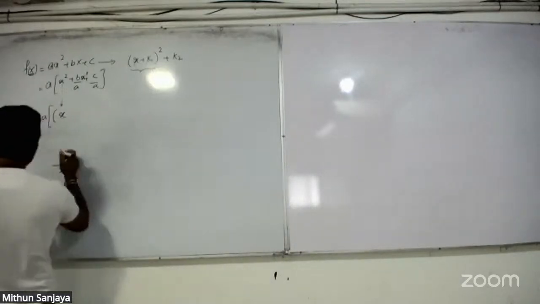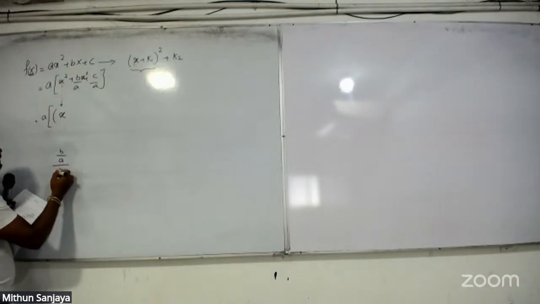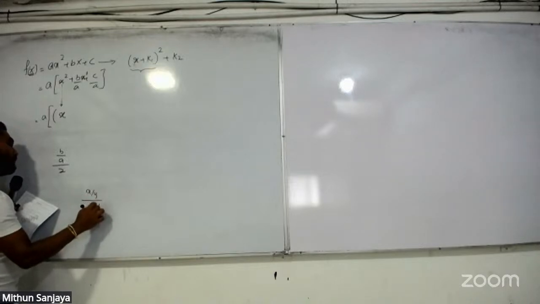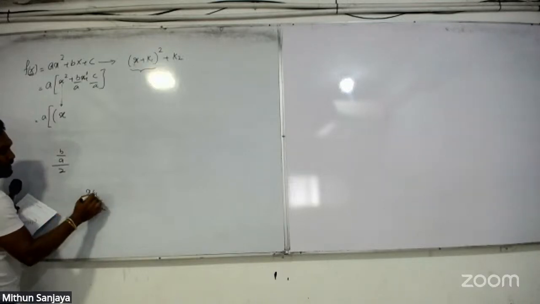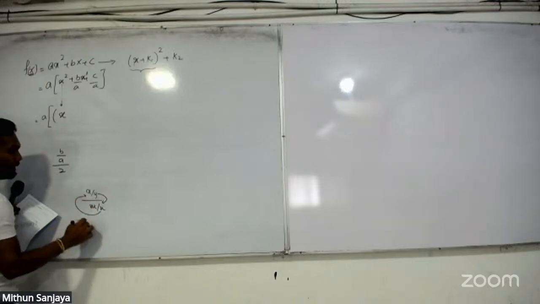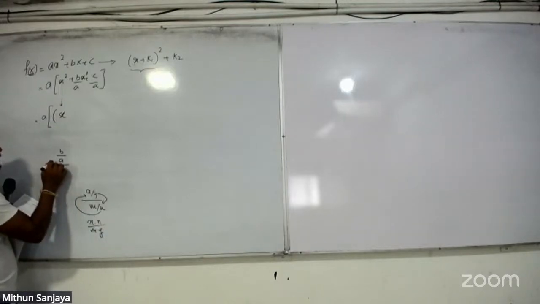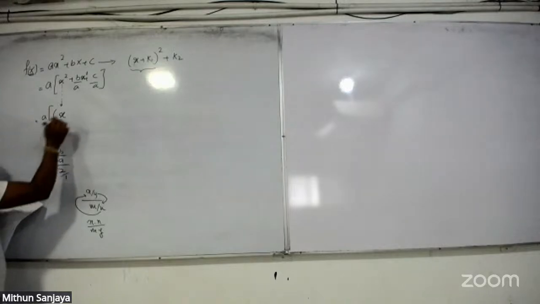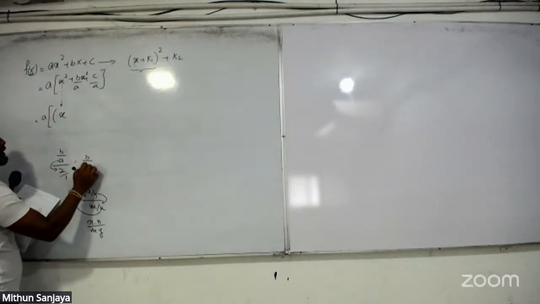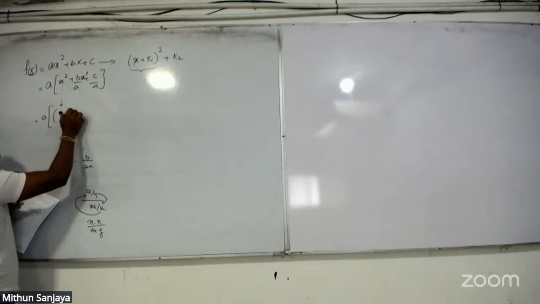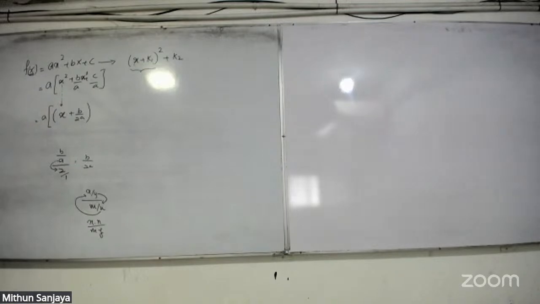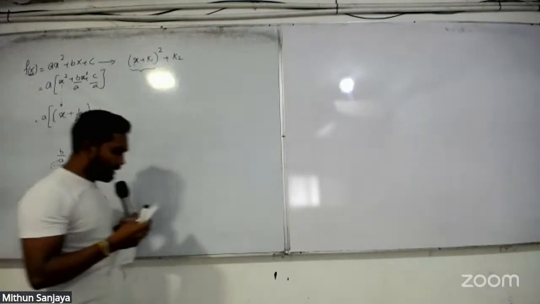Now, b/a divided by 2. We know that in a fraction division, the denominator changes: we multiply and invert. Then a comes down. Here we don't have a denominator, it's 1. Then we have b over 2a. So we write x plus b over 2a. That's the second step.